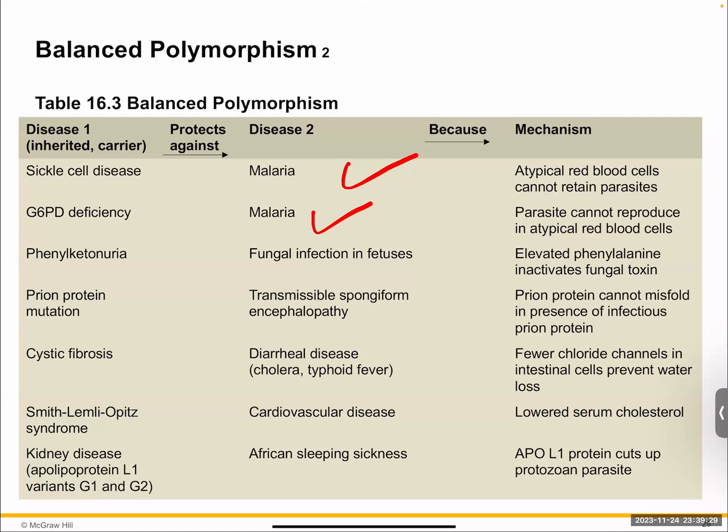And again, if you have Smith-Lemli-Opitz syndrome, you're protected against cardiovascular disease, which is absolutely amazing. And kidney disease as a result of variation in the APOL1 G1 and G2 proteins prevents you from African sleeping sickness. This is more common among African populations.